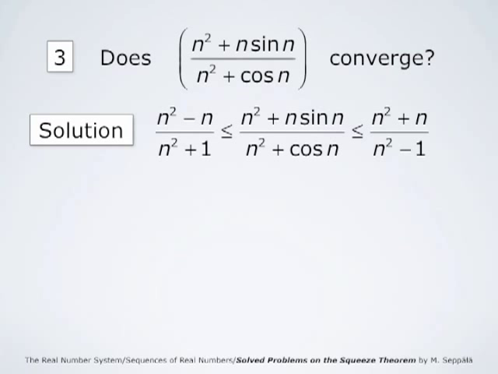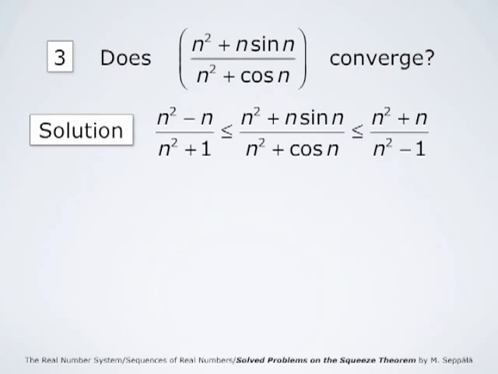We replace sine by its theoretical lower value and cosine by its theoretical upper value in this general term to get the lower estimate. So we observe that (n squared plus n times sine of n) divided by (n squared plus cosine of n) is always larger than or maybe equal to (n squared minus n) divided by (n squared plus 1). It is actually always strictly larger than this quantity.